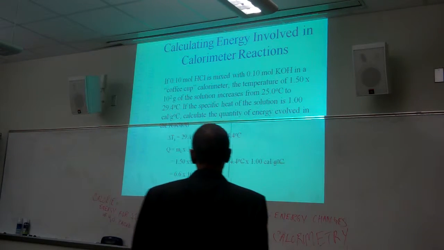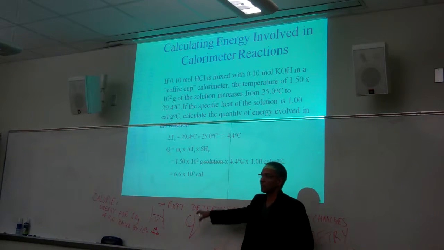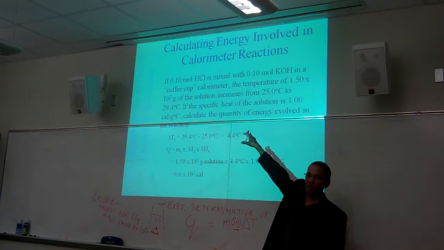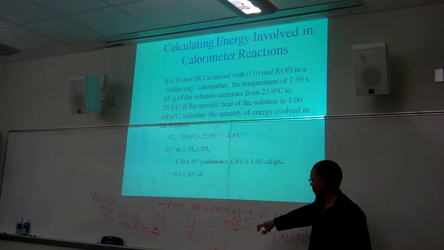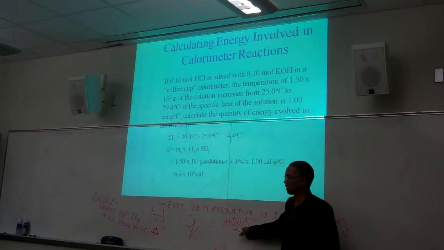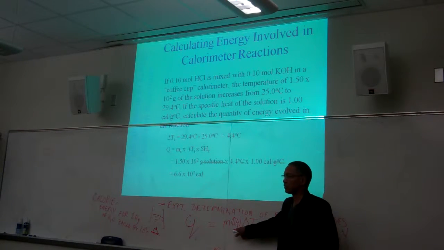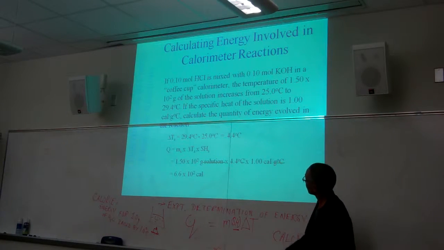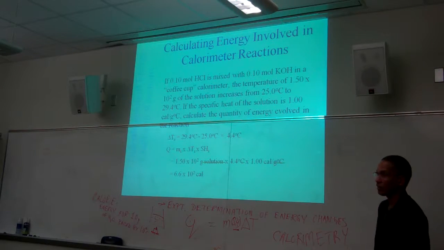The way I tend to do any problem, if I have 4 variables, I'm going to read the problem and then break it down. I'm going to list the variables on the side. So first thing I'm going to look for is maybe delta T or Q or M or SH. So let me look for delta T. It says it goes from 25 to 29.4. So what is delta T?